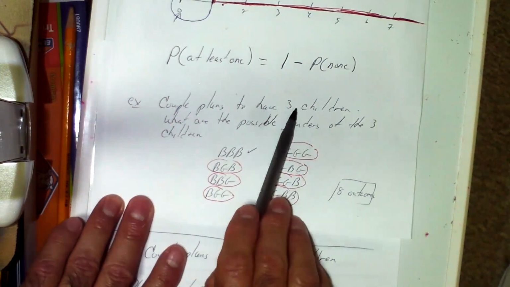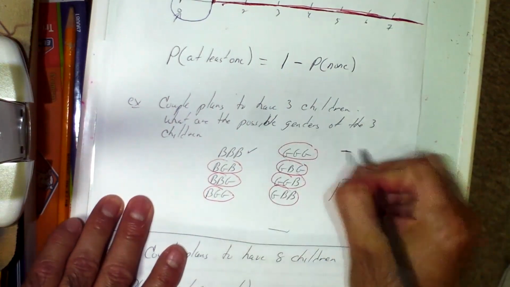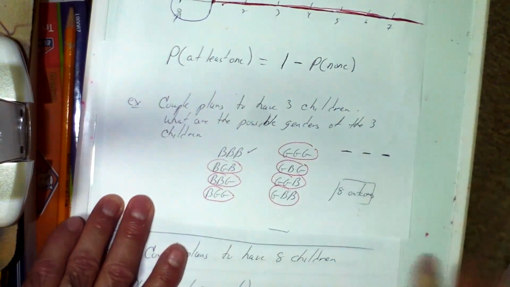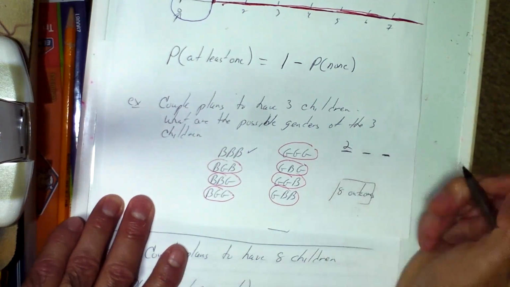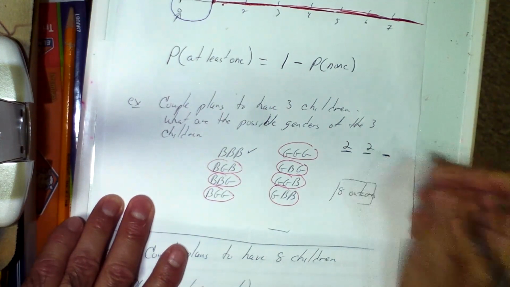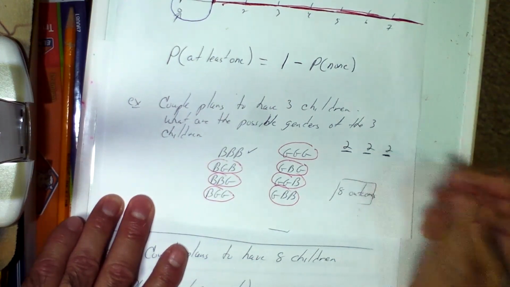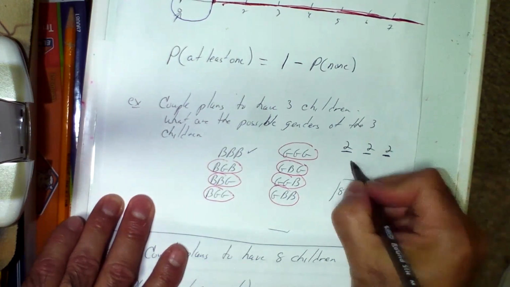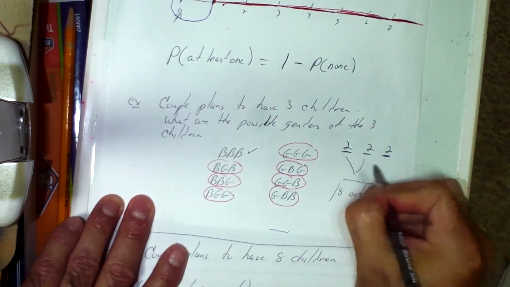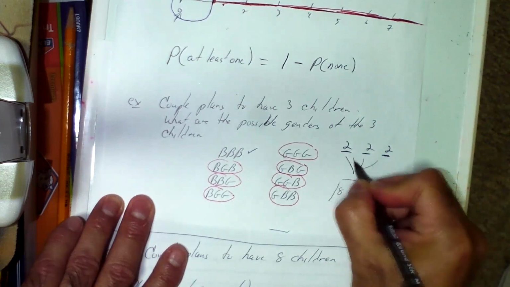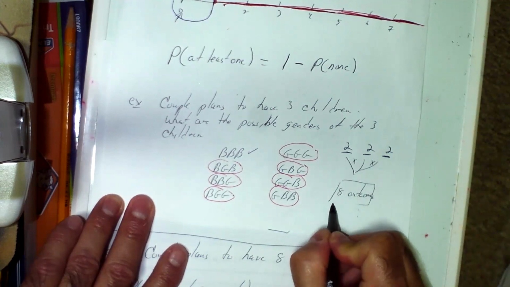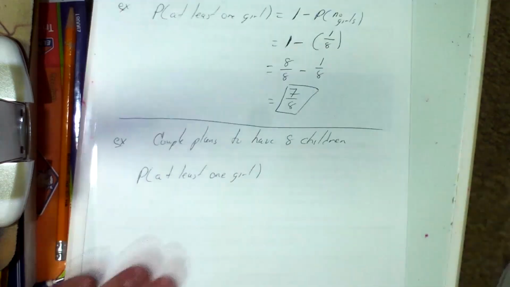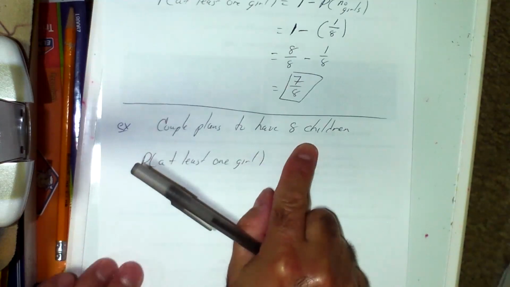How did we know that it was going to end up being 8? Well, there's 3 children. Each child has how many genders? Well, there's 2 genders: 2 for the firstborn, 2 for the second, and 2 for the third. If you multiply those 3 numbers, you get 8. Now, we're talking about a couple that's planning to have 8 children, right?